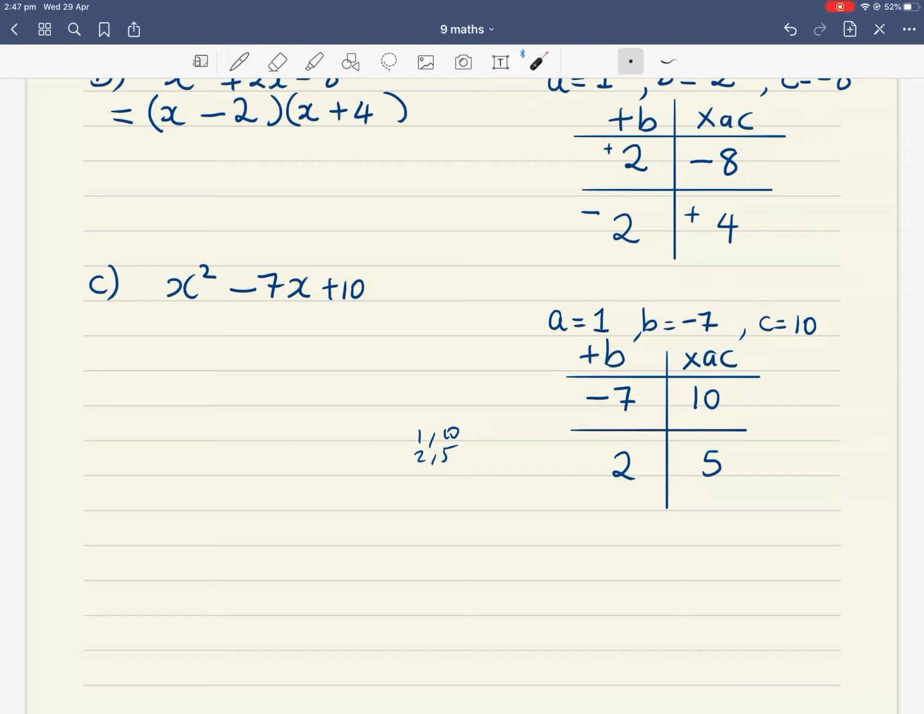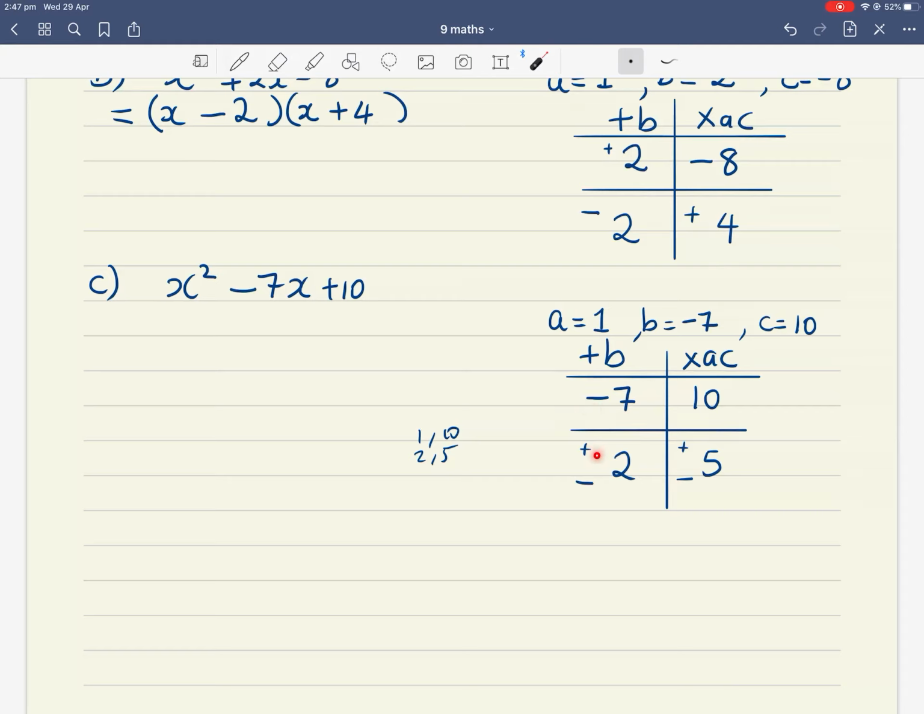Now be careful, because you want them to add to become negative 7, right? But you want them to multiply to become a positive 10. So there's only two combinations. Either they're both positive, because a positive times positive is a positive number, or they're both negative, because negative times negative becomes positive, because a bad person leaving the class is good.